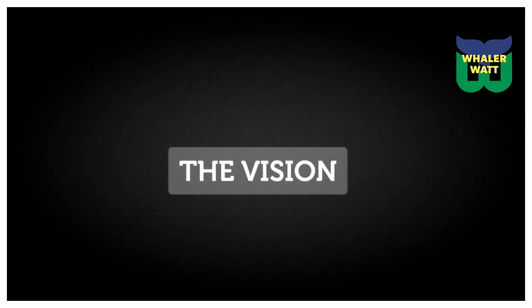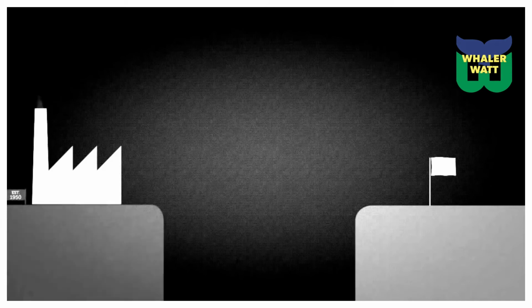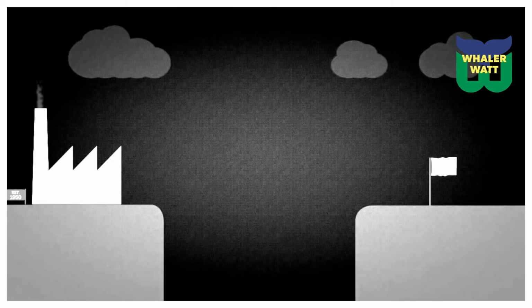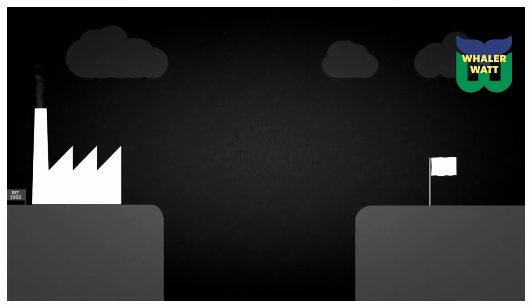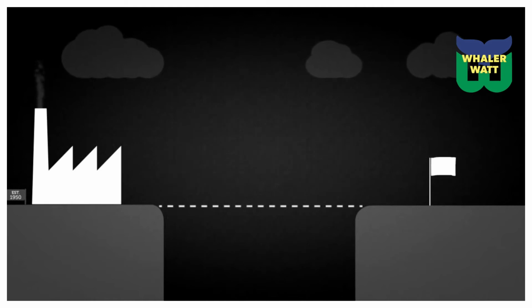Start with establishing a digital vision for the company. This vision indicates where the company would like to be or what it would like to accomplish digitally within a certain time frame. Naturally, a gap will appear. You now know where to go, but not how to get there.